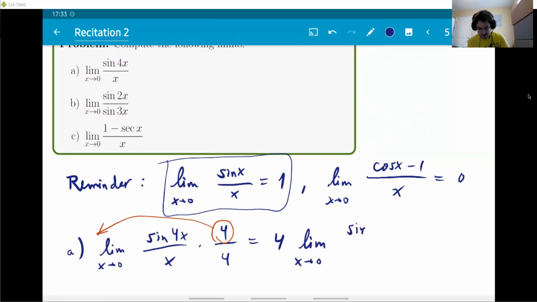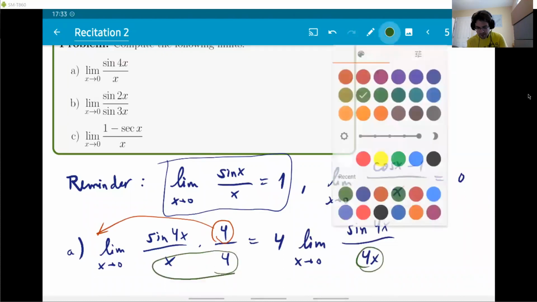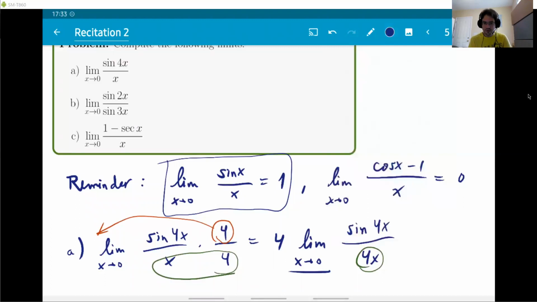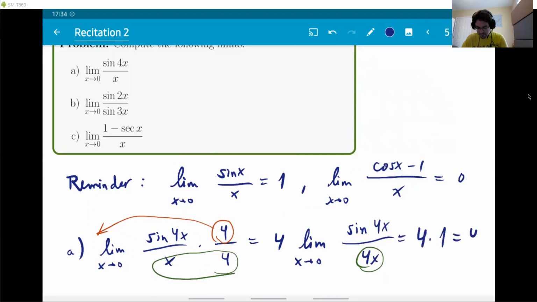And now the limit that you have inside is sine of 4x over, well, 4x is what you have downstairs. Let me circle that in green maybe. So now, as I said, when x is going to 0, the variable 4 times x is also going to 0. So this is what's called a change of variable in the limit. You have now sine of something divided by that same thing, and that thing is going to 0. This formula here, the reminder that I just gave you, is telling us that this goes to a 1. So you can write that as 4 times 1, which is 4.